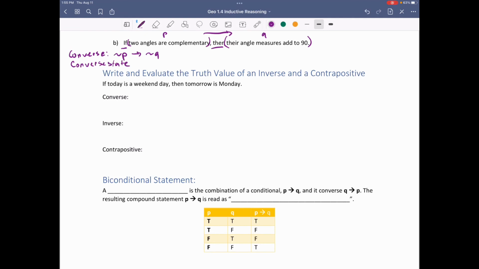And if we take the statement for this, you will say if two angles are not complementary, then their angle measures do not add to 90.